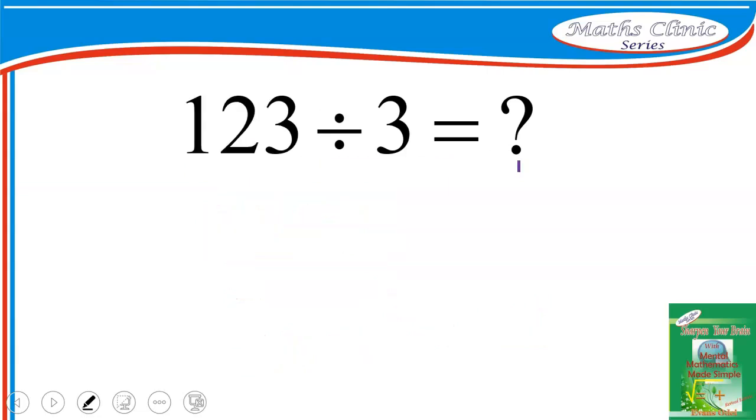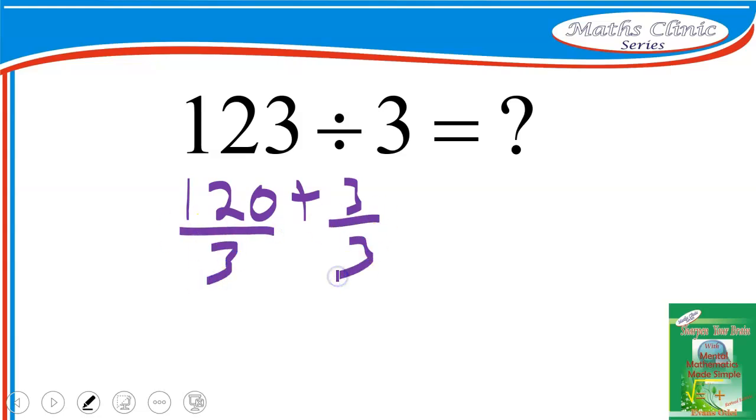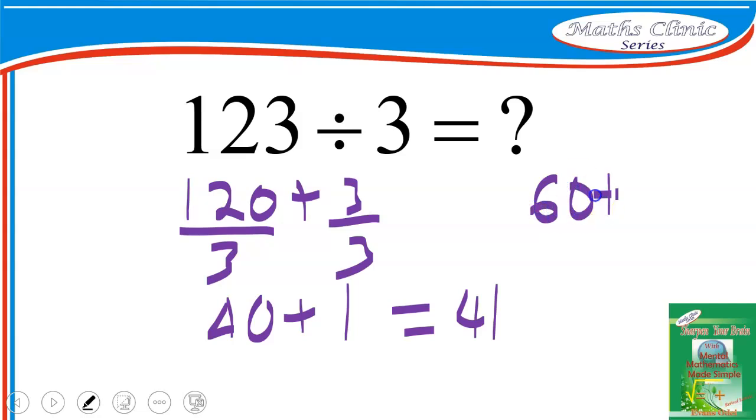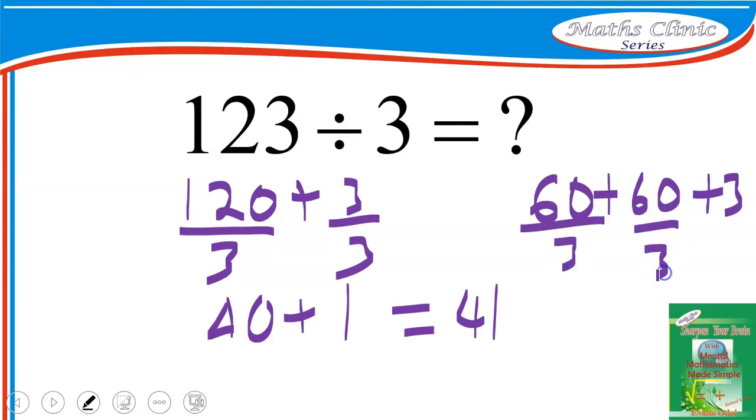Let's see this one. I have 123 divided by 3. I can do 120 plus 3 will give me 123. And 120, I know I can divide by 3. 120 is more or less just saying 12 divided by 3, and that will be 4, and attach 0. 3 divided by 3 is 1, and so my answer becomes 41. Or I can break 123 as 60 plus 60 plus 3. And so I know this by 3, this by 3, this by 3. Each of them can be divided easily without using pen and paper.